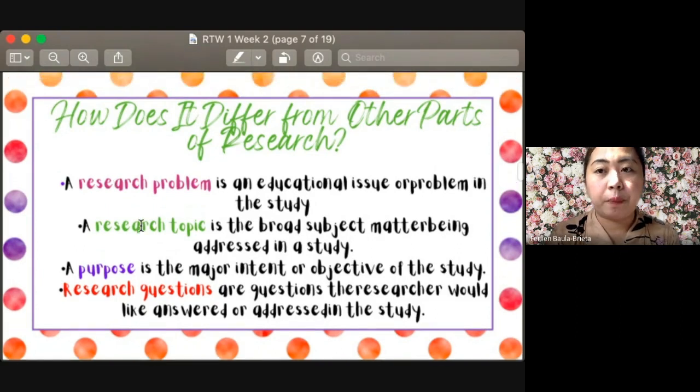So these are the terms that you need to remember. They are not interchangeable.